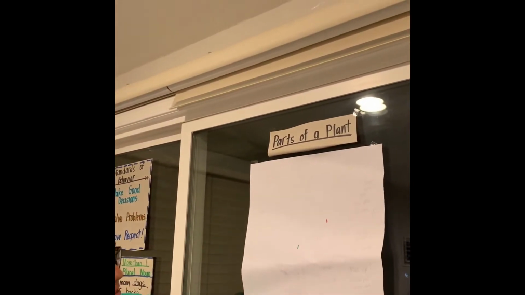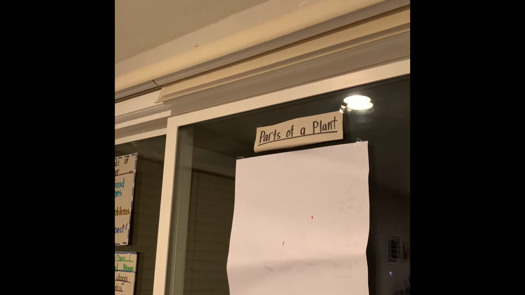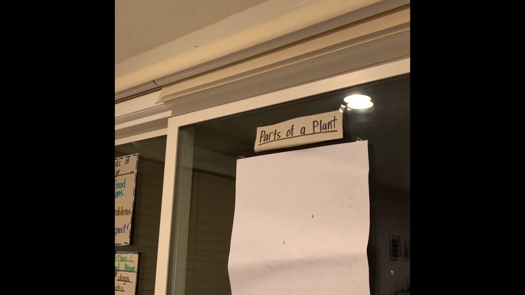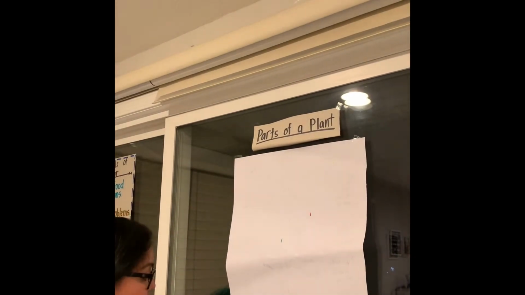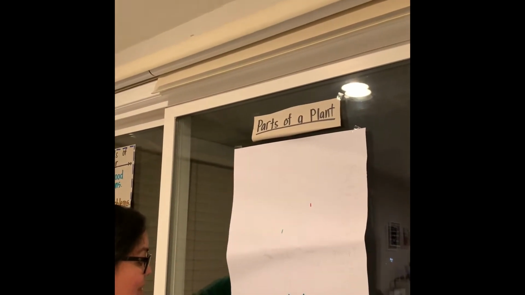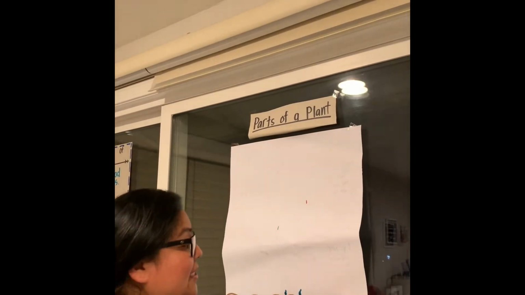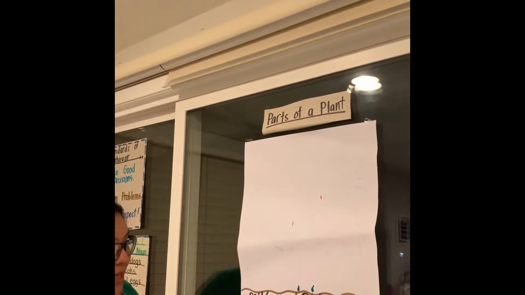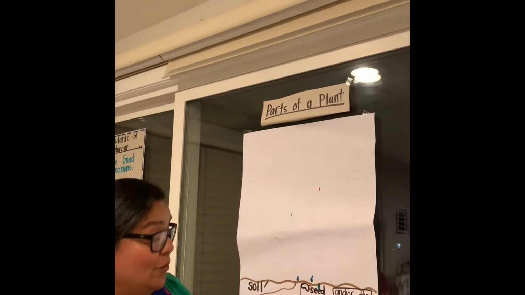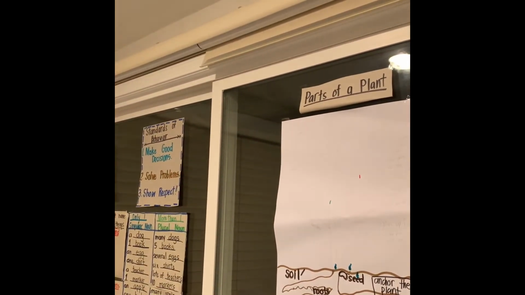So the seed gets planted in the soil. The seed produces roots. The roots have some jobs. One of the jobs is to absorb water. Say that with me again. Absorb water. And to anchor the plant. Say that with me. Anchor the plant. Okay. So the roots then turn into something else.